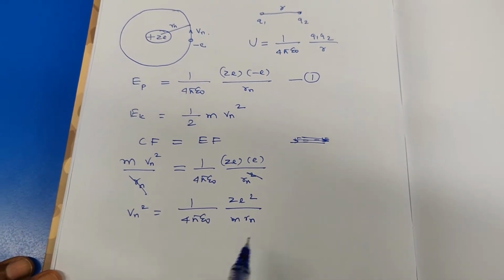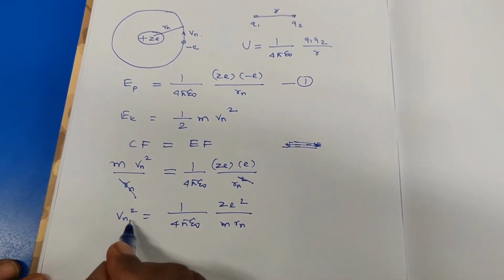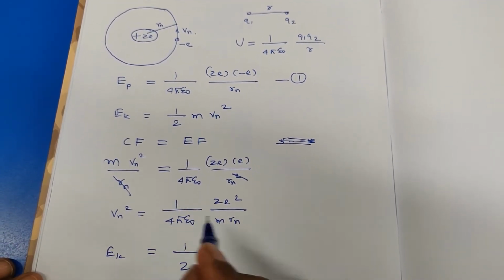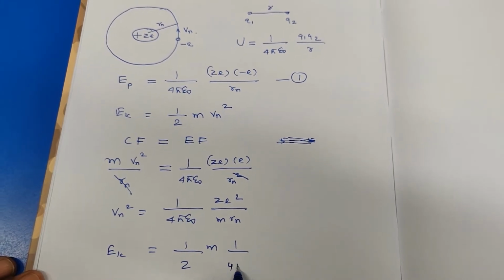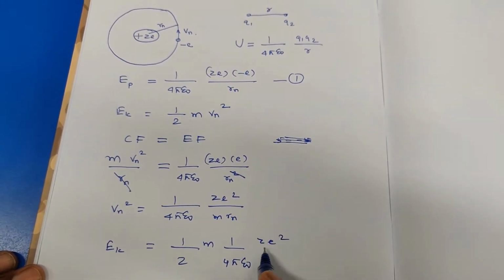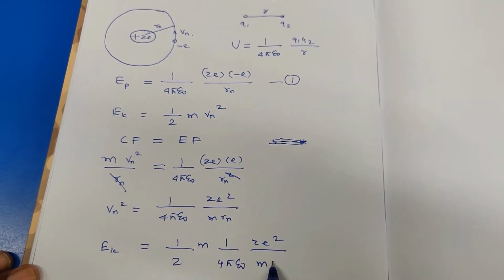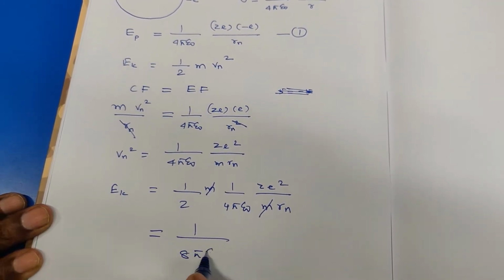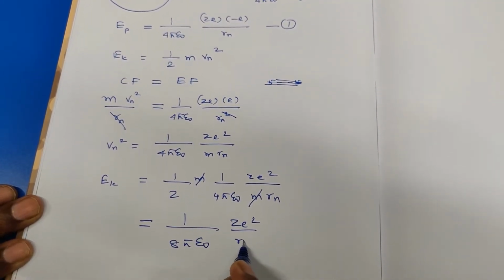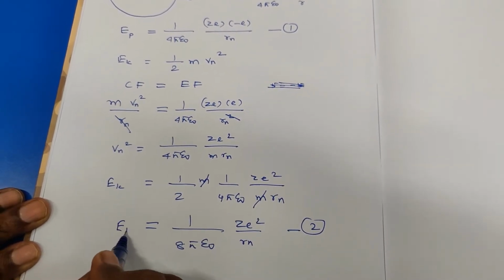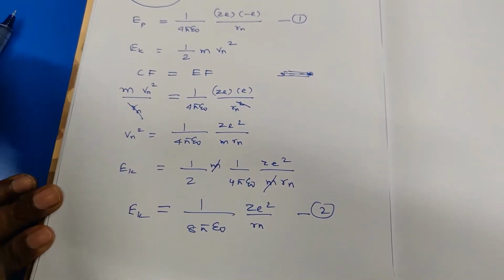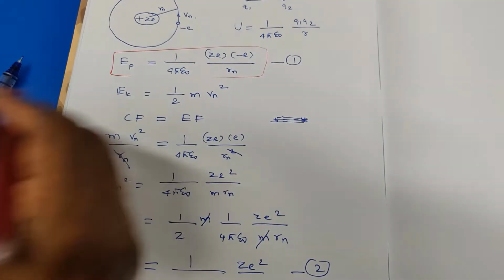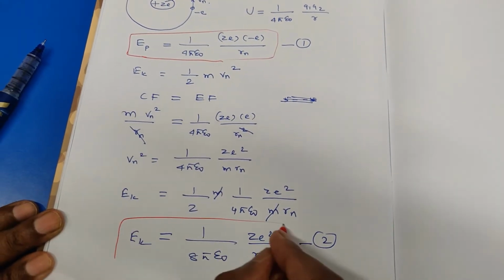This is Vn square. Let us substitute this Vn square in the kinetic energy. So kinetic energy is half m Vn square, which is 1 by 4 pi epsilon naught Ze square by m Rn. Now m and m get cancelled. You get 1 by 8 pi epsilon naught Ze square by Rn. This is my equation number 2. This is kinetic energy. Now you look at these two formulas. One is potential energy. The other one is the kinetic energy.